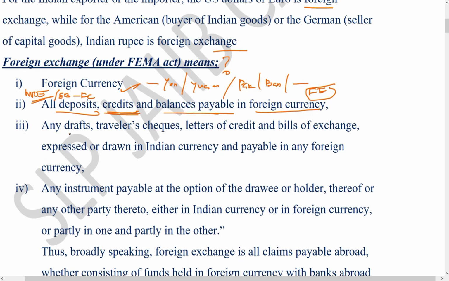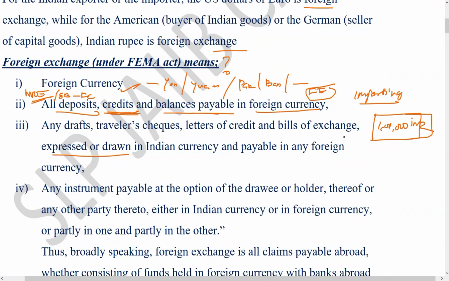Third point, any drafts, traveler's checks, letters of credit, and bills of exchange expressed or drawn in India. Expressed or drawn in India means any checks or LC drawn in Indian currency. For example, now you are importing. You are Indian, you are importing some goods from China. Importing means you have to give payment to the person who is exporting the goods. So instead of direct cash, you are issuing an LC. The LC is quoted in Indian currency.